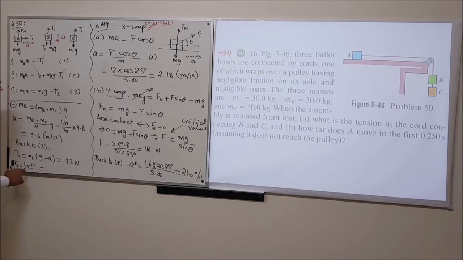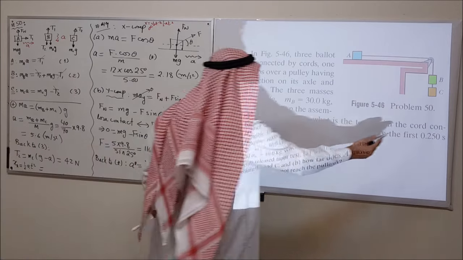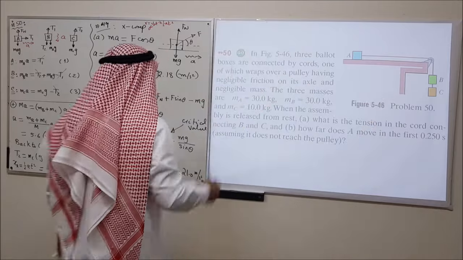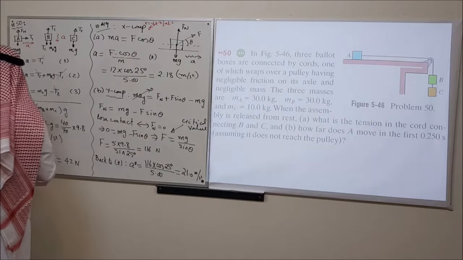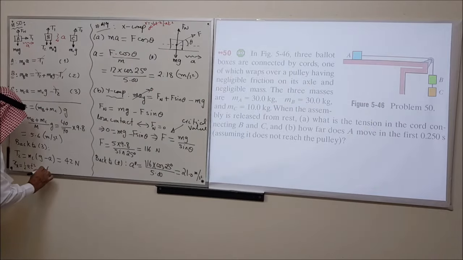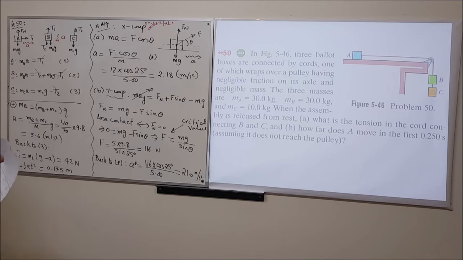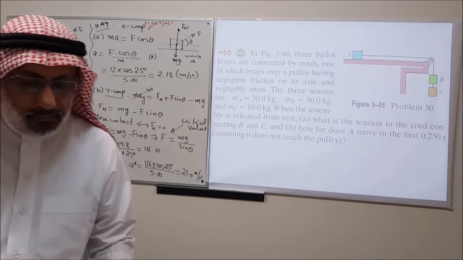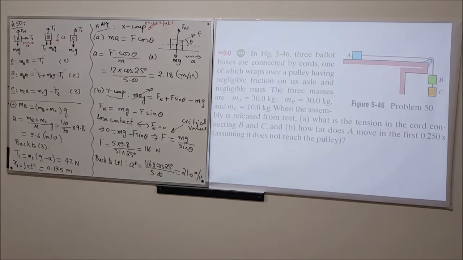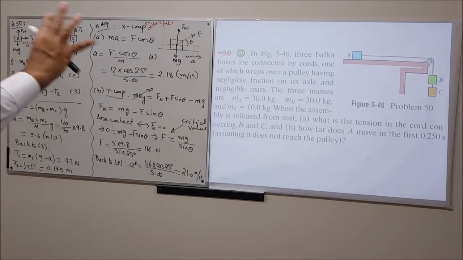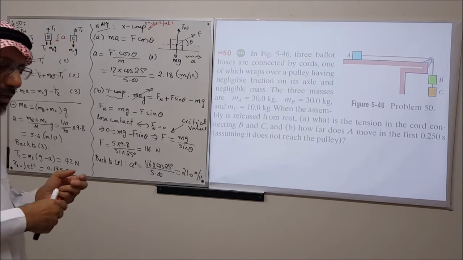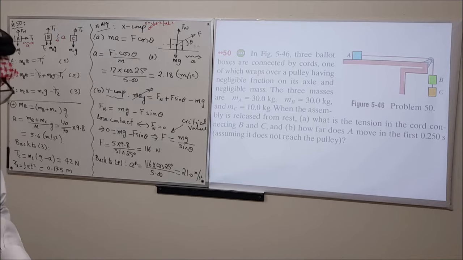A is 5.6. The time requested is 0.25 seconds. Square that, multiply it by A, divide by 2, and you will find that it will move a distance of 0.175 meters. There is the distance moved. So here we have a problem that involves both horizontal and vertical motion of several objects.